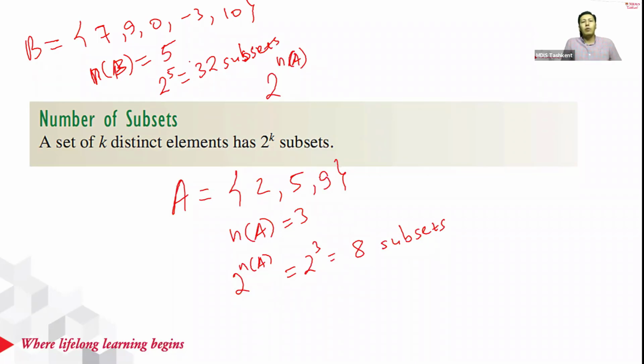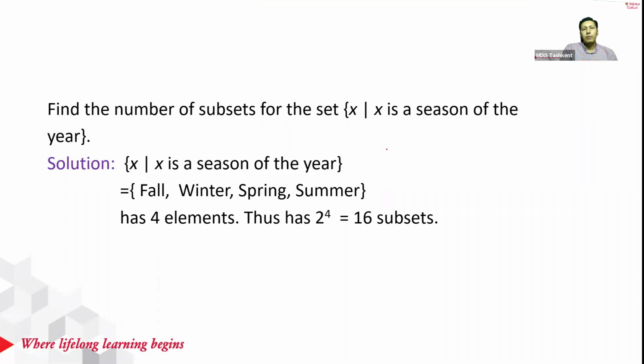Understand? This is the number of subsets. You can easily calculate using this formula. Okay, find the number of subsets for this set. So it consists of x elements. X is a season of the year. So we have 4 seasons. So there are 4 elements in the set. So 2 to the power of 4 is 16. So there are 16 subsets.